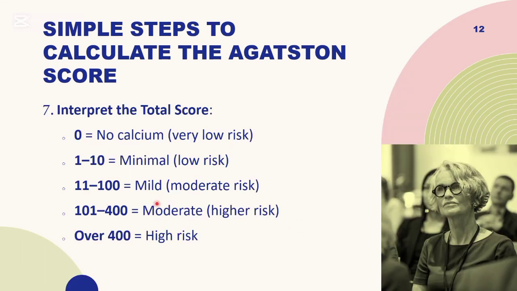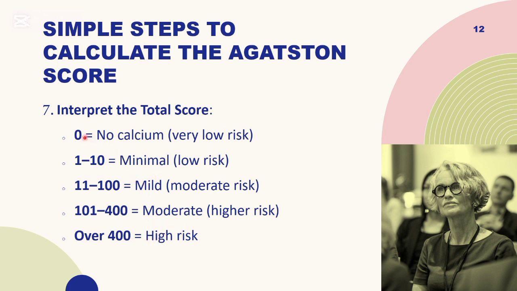The answer we will categorize. If the answer was 0, it means no calcium. If the answer came from 1 to 10, like 5, 6 or 7, then this is minimal. From 11 to 100, it's mild. From 100 to 400, it's moderate. And if 400 or more than 400, then it is high.